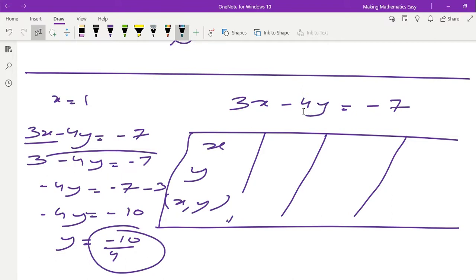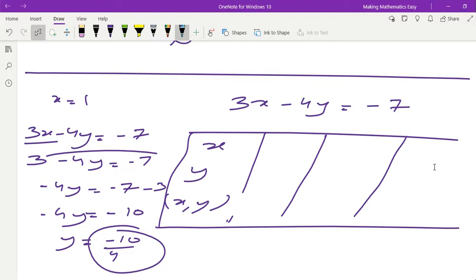So this will become 4 ones are 4, but this is minus 4. This minus 4 will go on the right hand side and become plus 4. So minus 7 and plus 4 will become minus 3. And this 3, when it goes on the right hand side, will become divide. So you can get the answer as a perfect number.